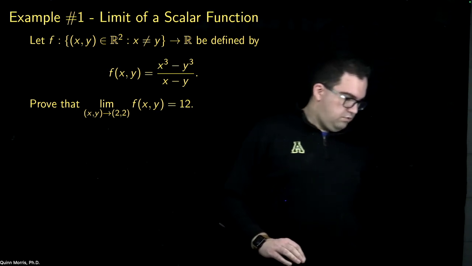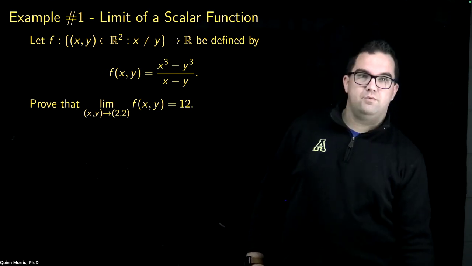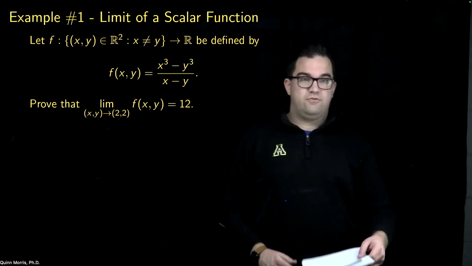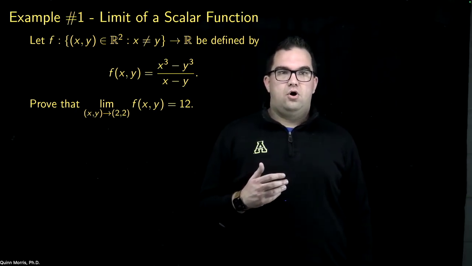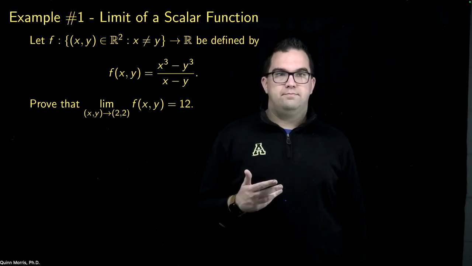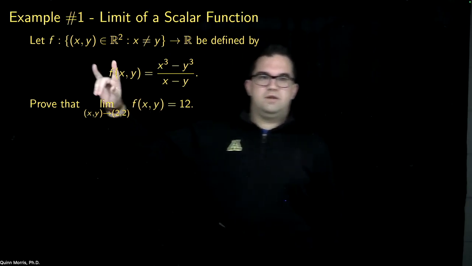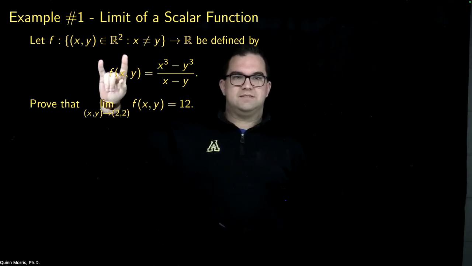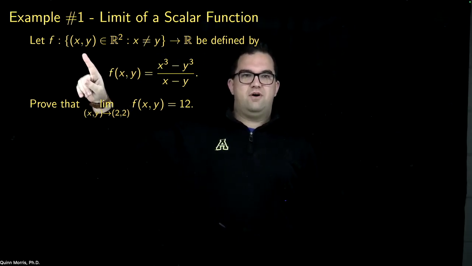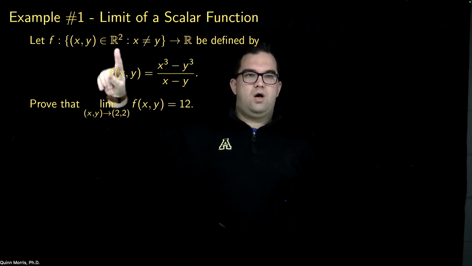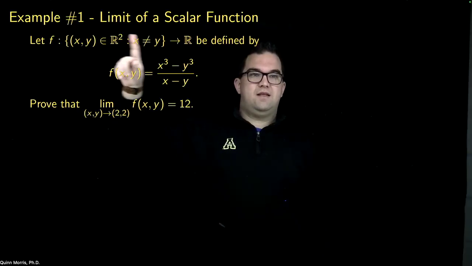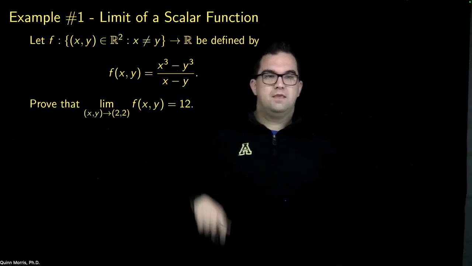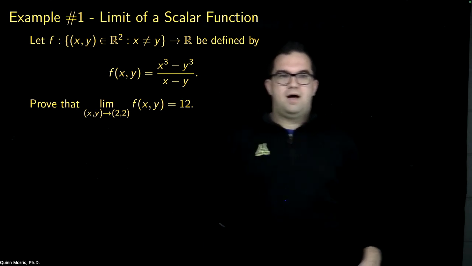All right. So the first example we want to look at, we want to start by just looking at a scalar function. So this is going to be a function from R2 into R. Okay. And now we're going to define this, and we'll see why in a second. I'm going to define this as a function from the set of (x, y) in R2 such that x is not equal to y. So this is mapping from a subset of R2 into R. And it's going to be defined by this equation.